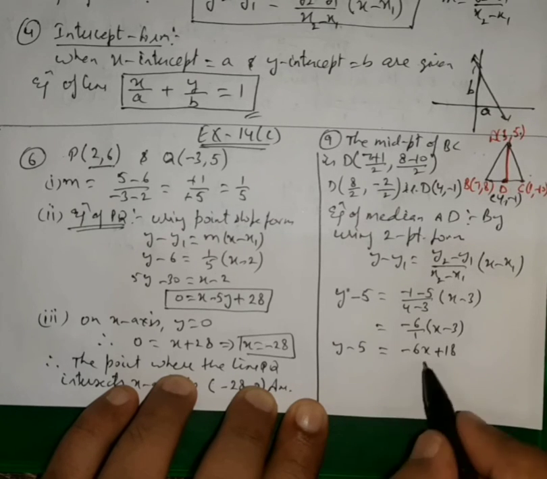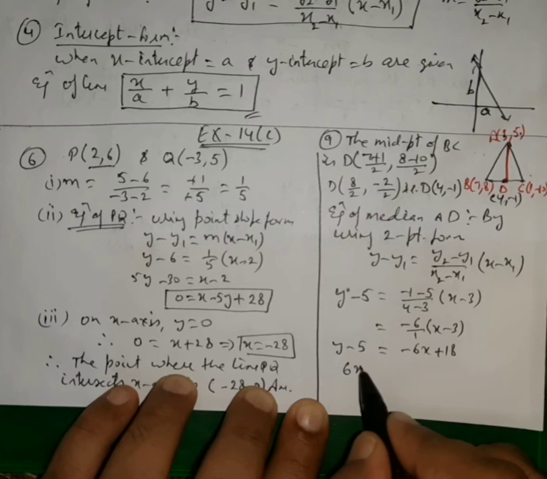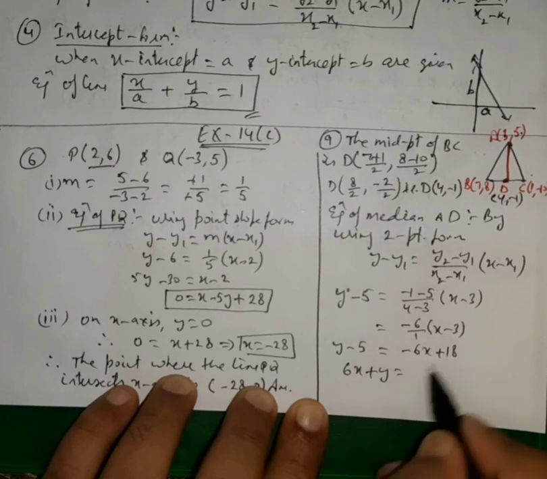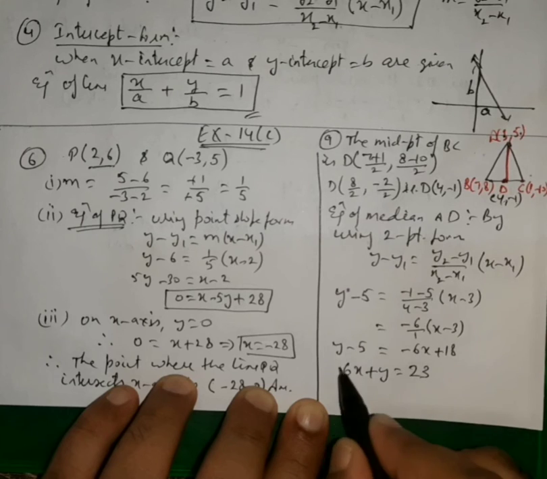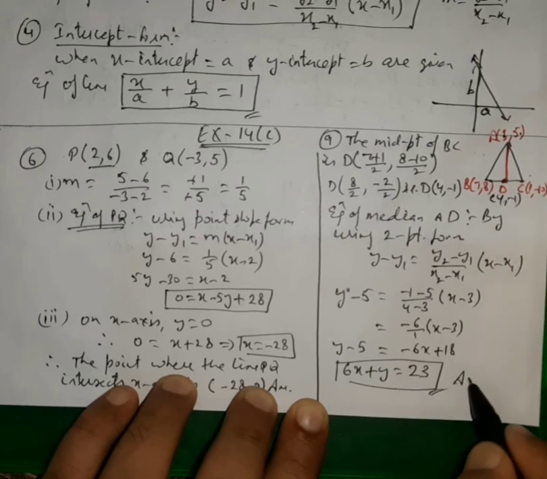So I'm taking this -6x on the left side. So this becomes 6x plus y, and taking this on the right side, it is equal to 23. So this is the required equation.